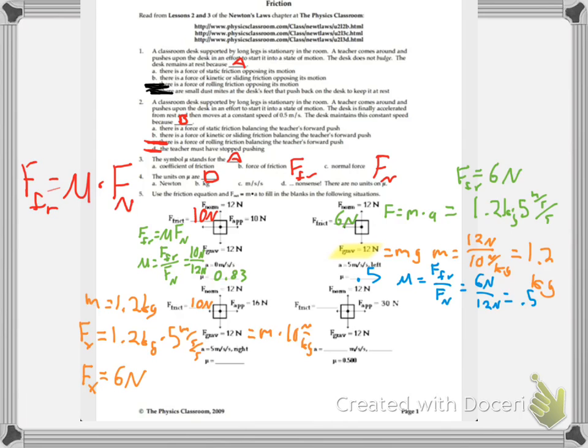So we have 10 newtons of friction force, which means that to find our mu, mu equals the force of friction divided by the normal force. So we have 10 newtons divided by 12 newtons to get a mu of 0.83.